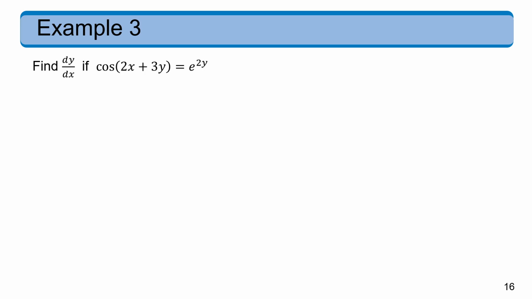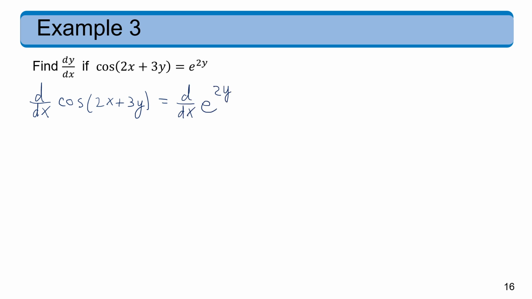Here we have another implicitly defined function, clearly not solved for y and would be probably impossible to solve for y because one y is inside of a cosine and the other y is in an exponent. So to find dy dx, we're going to use implicit differentiation. So first step, as always, take the derivative with respect to x of both sides. So here's derivative of the left equals derivative of the right.